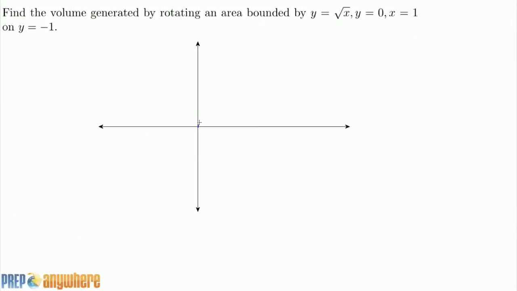So once again, we have the root function. Again, we're just considering from 0 to 1. Okay, 0 to 1. And this time we're rotating about y is equal to -1. So that's about there, -1. And that line is like this, right?